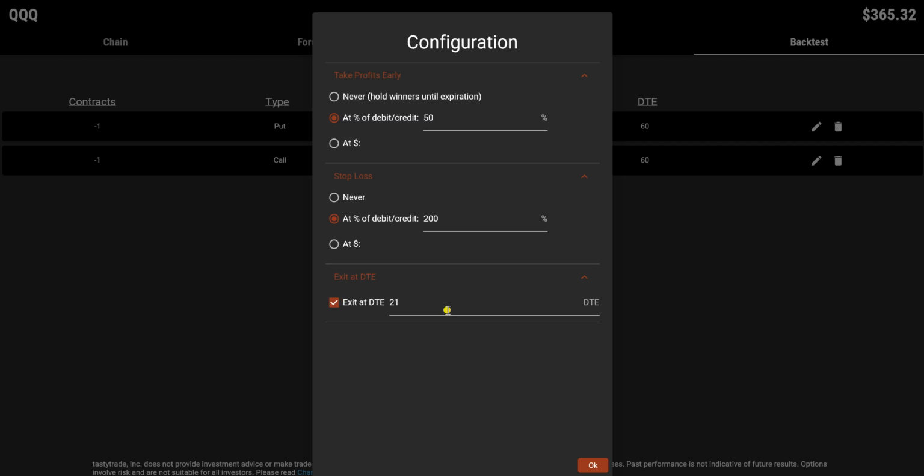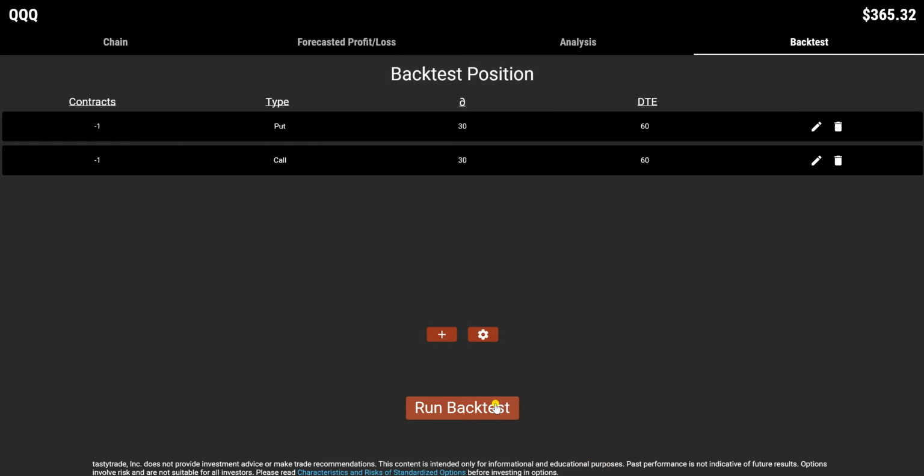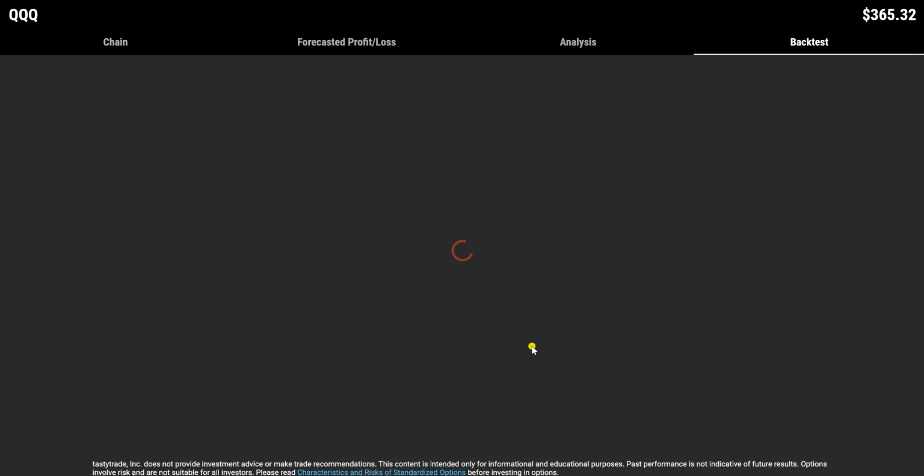You can go down a little bit closer to 0, but what you'll see is the closer you get to 0, you will start to lose some expectancy because of the gamma. But this is kind of cool because you can play around with different parameters and see why the tastytrade mechanics are what they are. So I'm going to hit OK. Then I'm going to click Run Backtest.